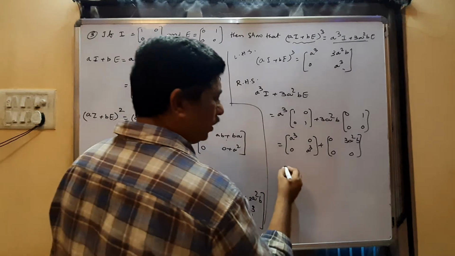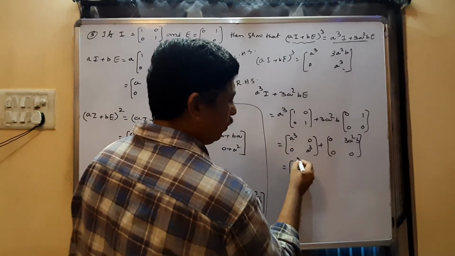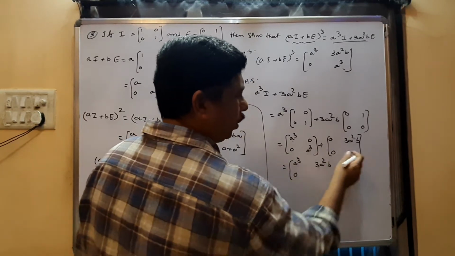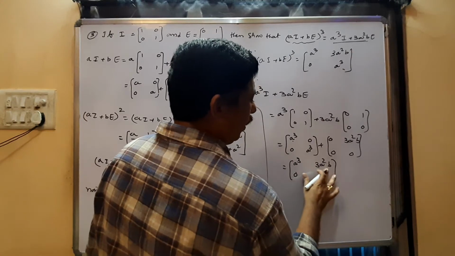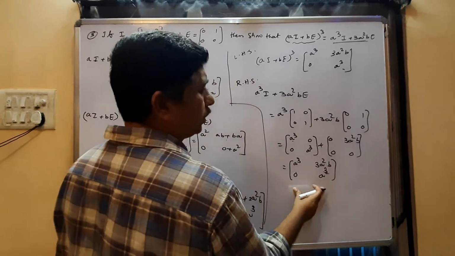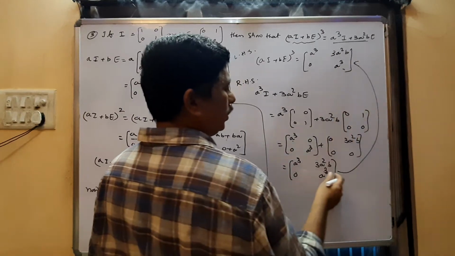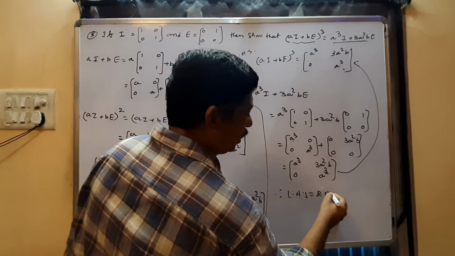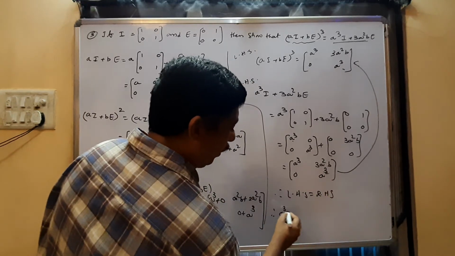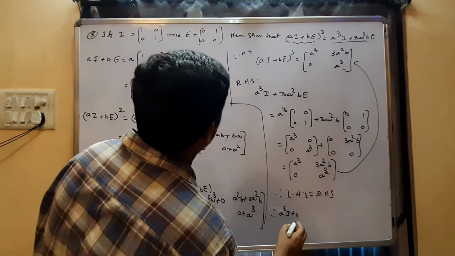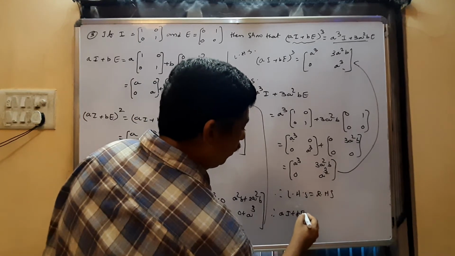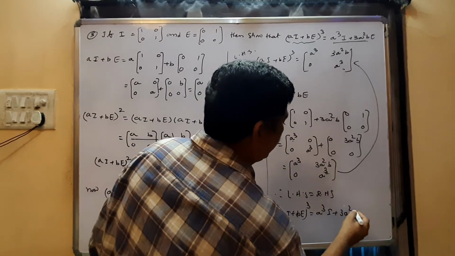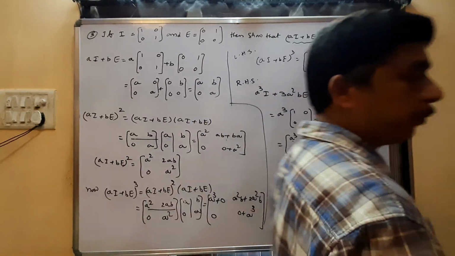Now adding both matrices we get A cube, 3A square B, 0, A cube. This is the value of RHS. You got the same, these two are equal. Same values you got. Therefore LHS equals RHS. Hence (AI + BE) whole cube equals A cube I plus 3A square B E. Copy that problem.